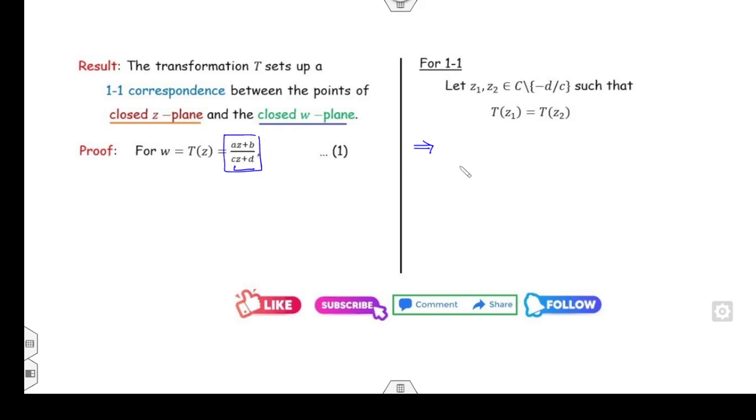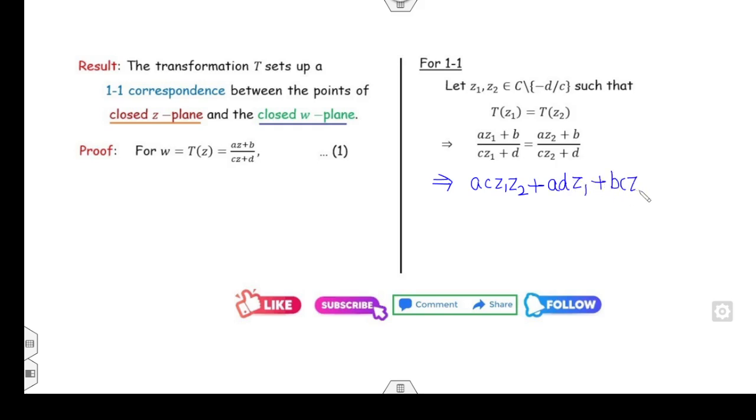I can substitute T of z1 is a z1 plus b over c z1 plus d which is equal to a z2 plus b over c z2 plus d. I can cross multiply them. It is ac z1 z2 plus ad z1 plus bc z2 plus bd which is equal to ac z1 z2 plus so on. Now you can cancel out ac z1 z2, and bd and bd cancel.